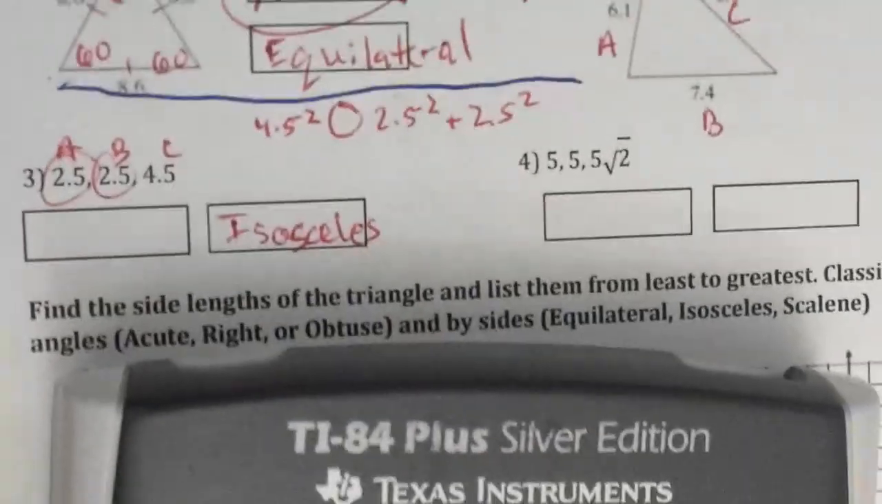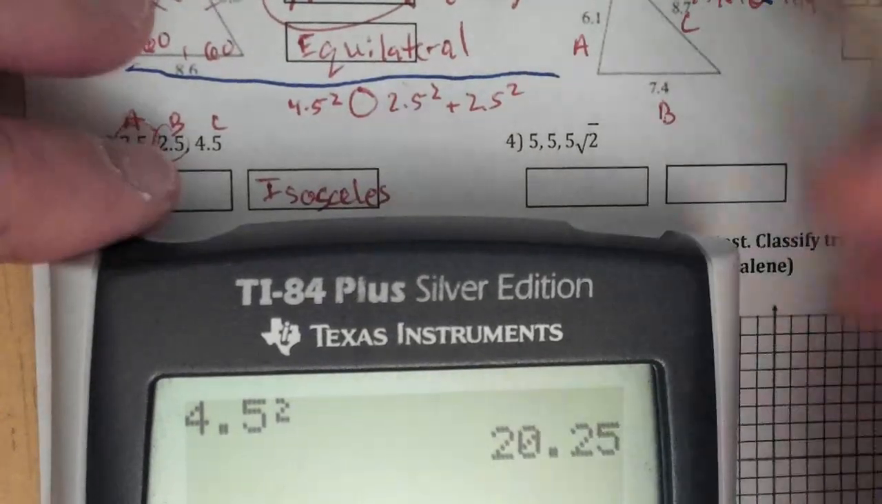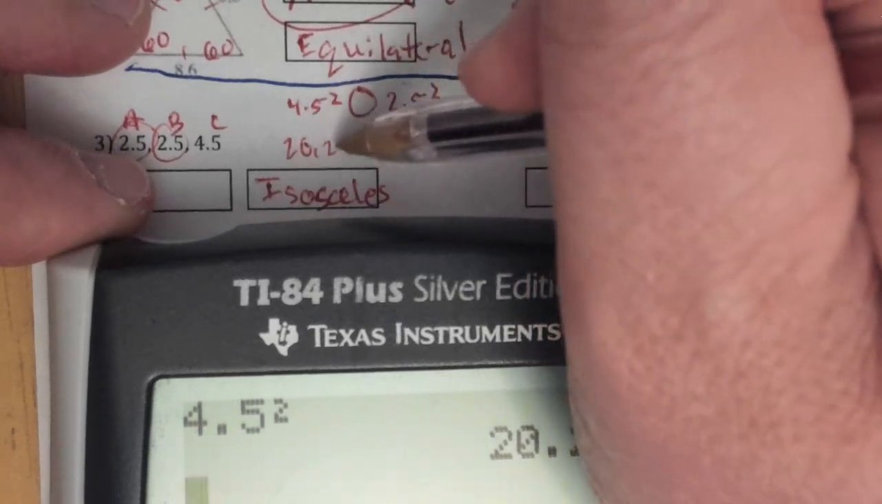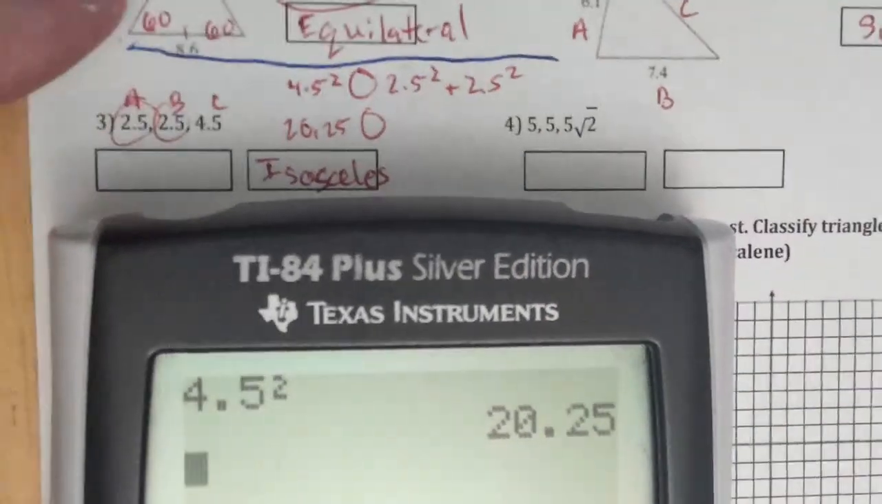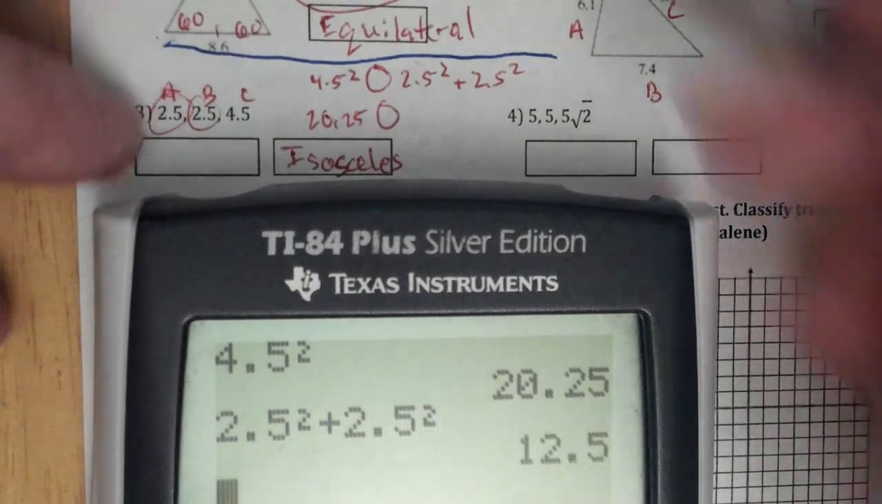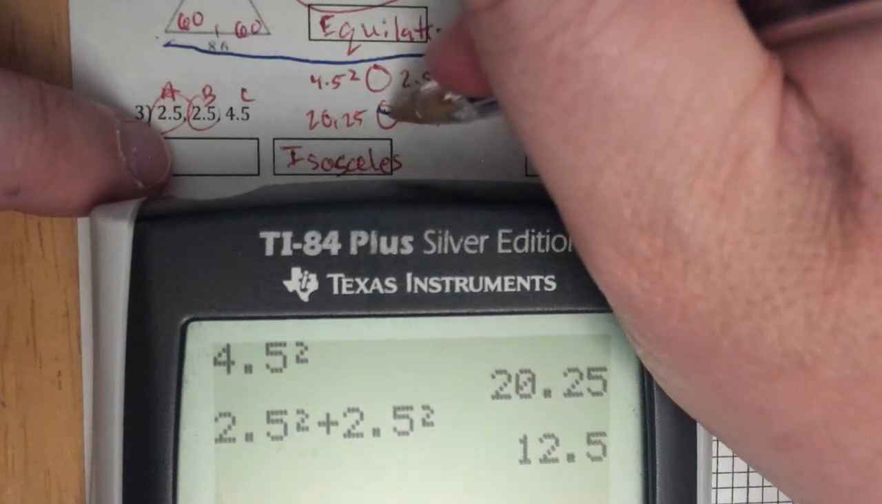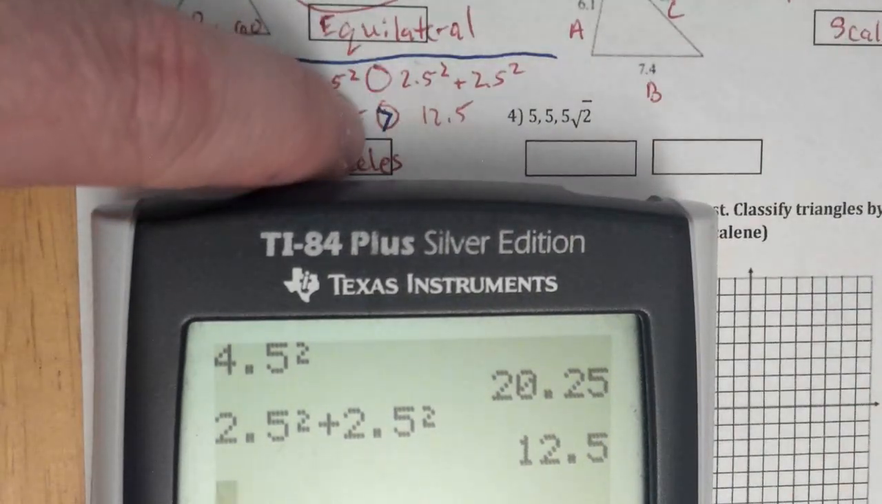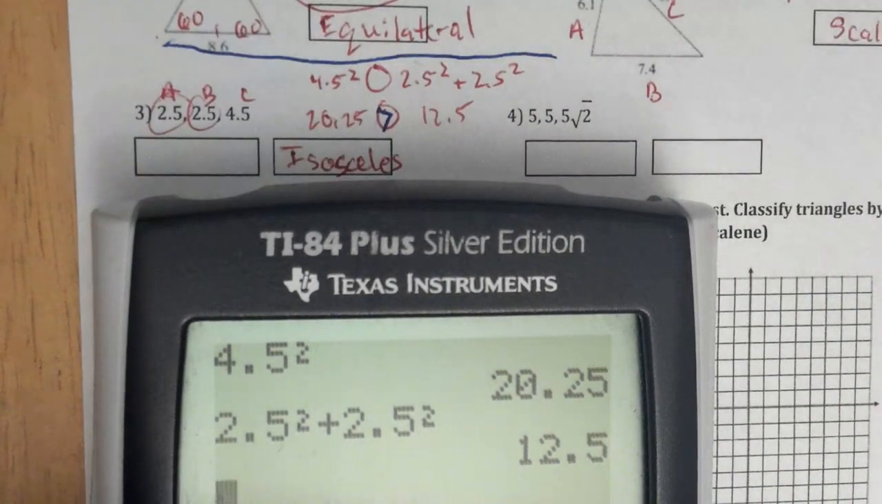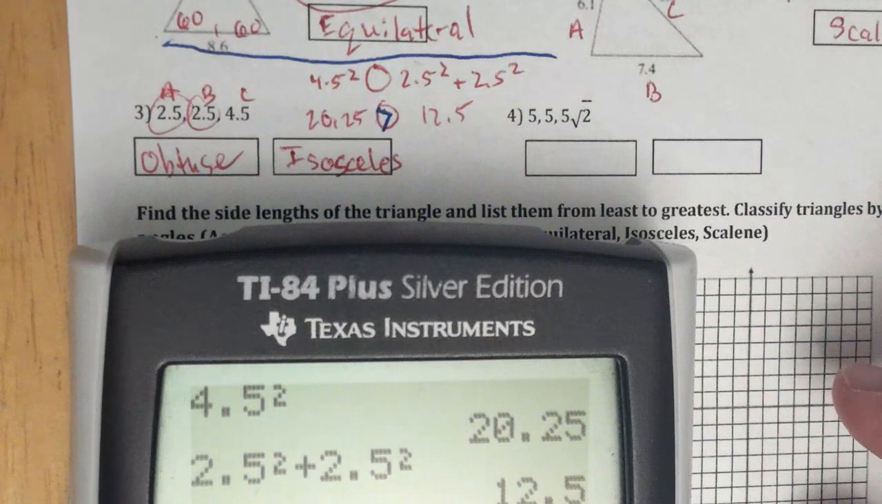All right, so we put that in the calculator. 4.5 squared, we get 20.25. How does that compare to 2.5 squared plus 2.5 squared? We get 12.5. We would eat the bigger number, and in this case, it is greater than, so that is obtuse. All right, let's keep going.